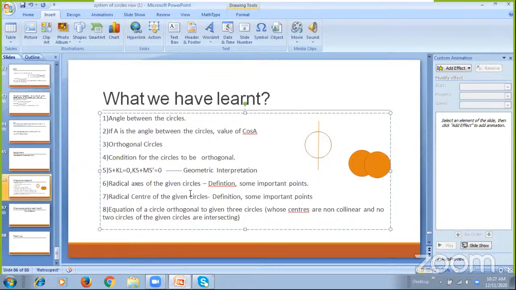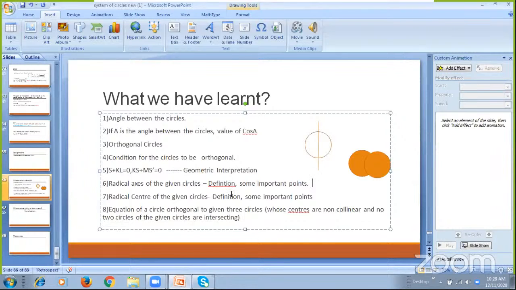So what are radical axes of the given circles? The definition we have seen, children. Radical axis is defined to be the locus of a point which moves so that its powers with respect to the two circles are equal. Find the power of a point with respect to the first circle and with respect to the second circle, CP square minus r square. If those values are equal, collect all those points. The locus of such points is a line, and that line is called the radical axis of the given circles.